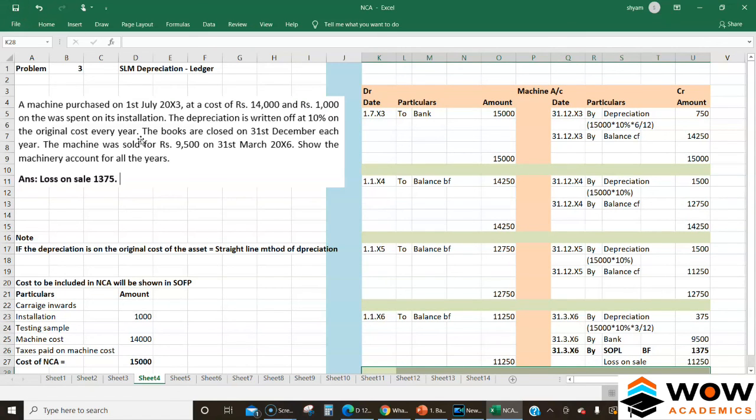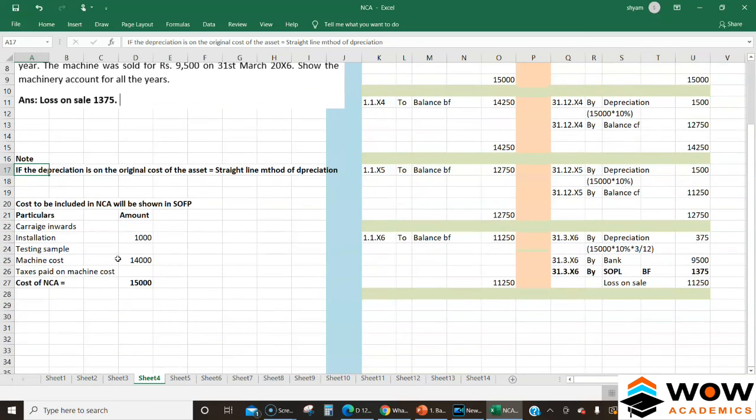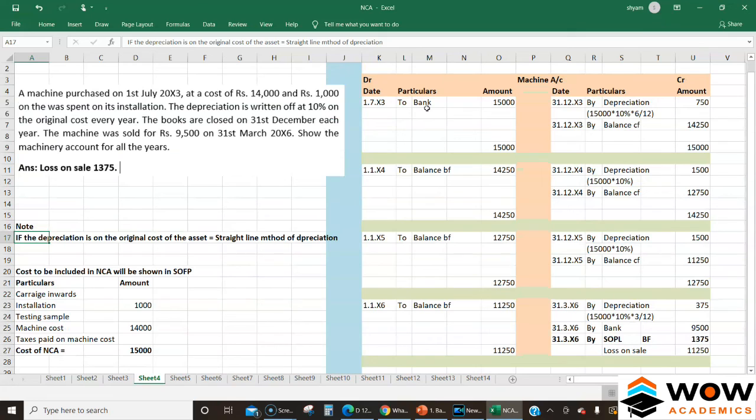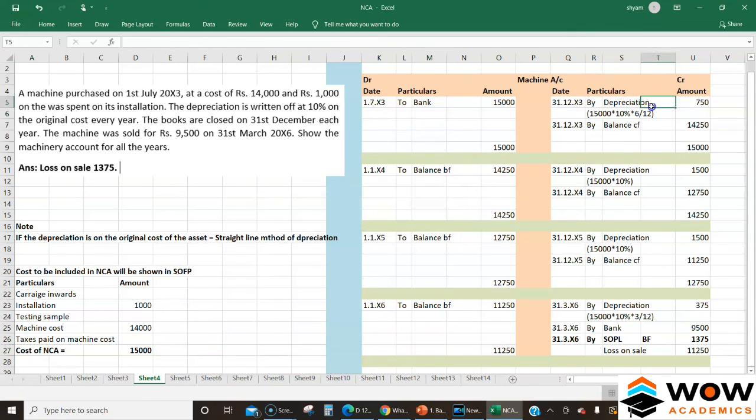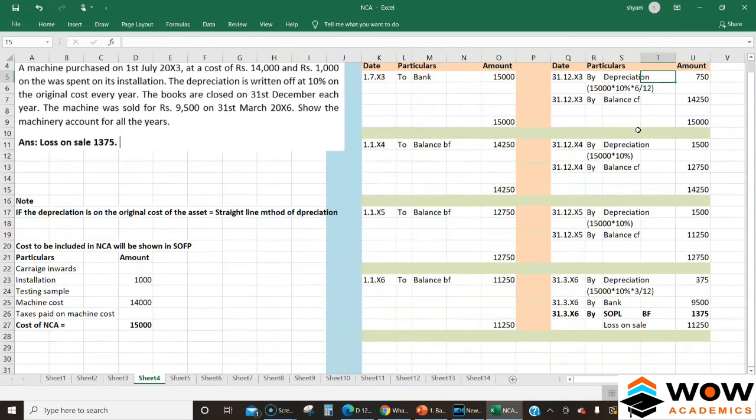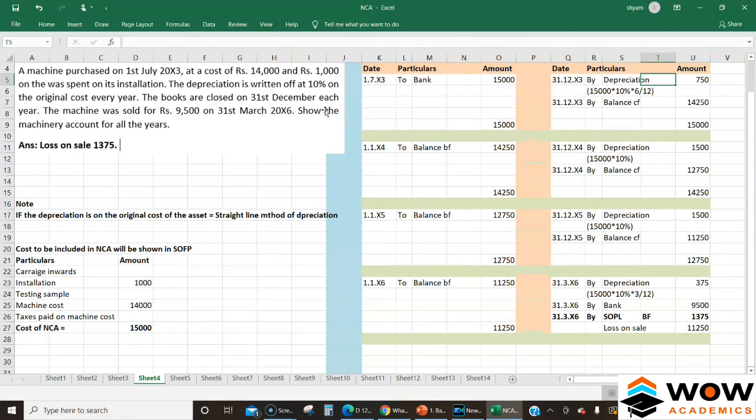We'll move on to the next one. So hope you got the idea here. Okay, first we started with that this is a straight line method because original cost has to be used for depreciation. And number 2, the value of the asset we have to find. So installation plus machine cost put together is the cost of the NCA. Whenever we buy it, we have to show it as bank, and thereafter we have to provide depreciation proportionally for the months. Okay, if he tells you some other ruling, you have to follow that ruling, but there are no rules like that which I've mentioned here.